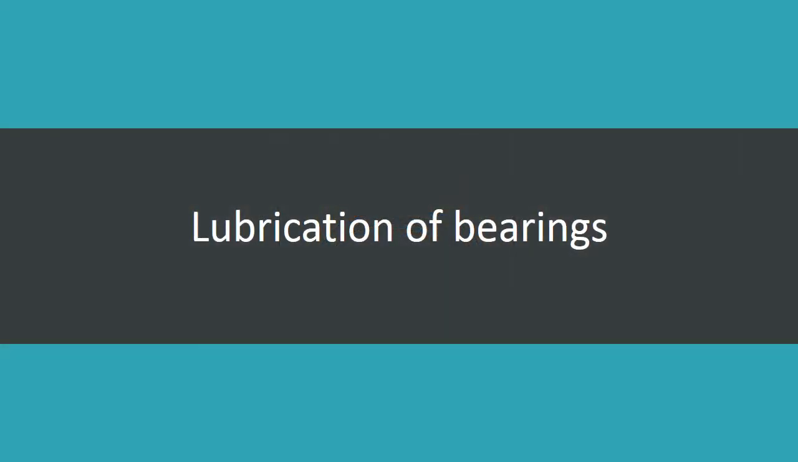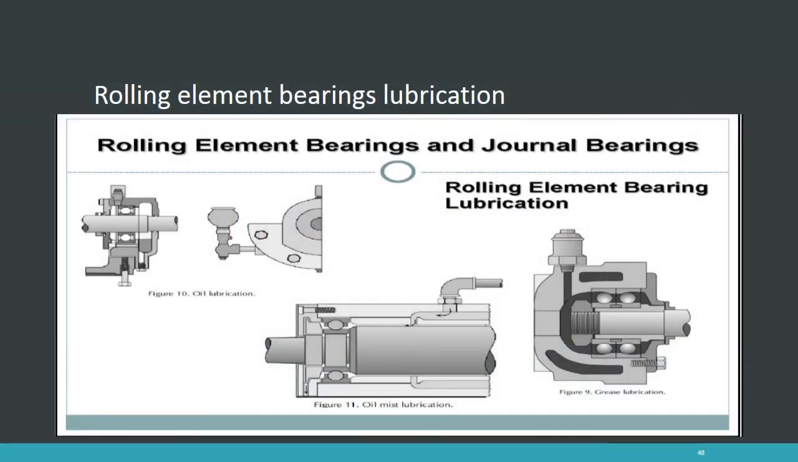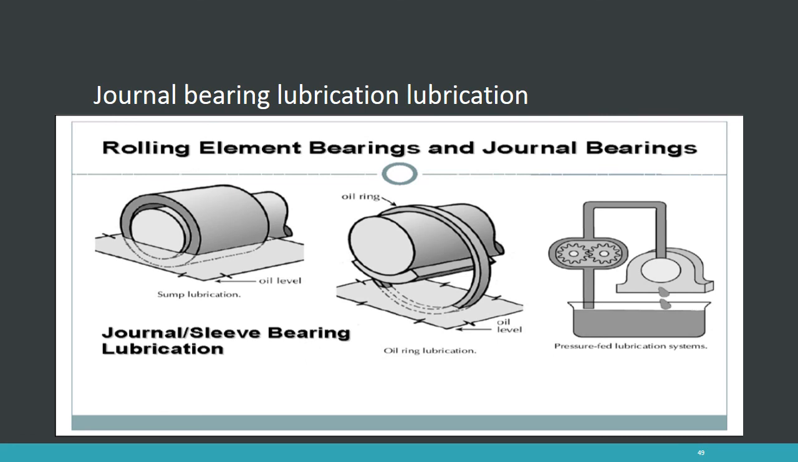We also have an important aspect that we have to take into consideration, which is the lubrication of bearings. One of the types of lubrication for a rolling element bearing would be oil lubrication, as you can see. Here's the oil pump, oil mist lubrication, and grease lubrication. As for the journal bearing, we have this kind of lubrication: the sump lubrication, oil ring lubrication, and pressure-fed lubrication systems.